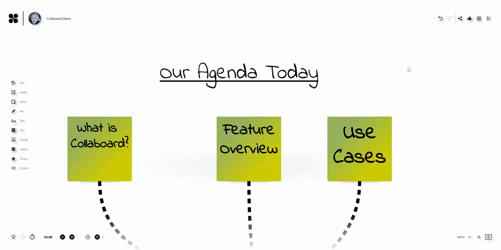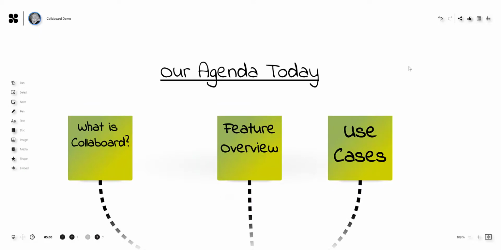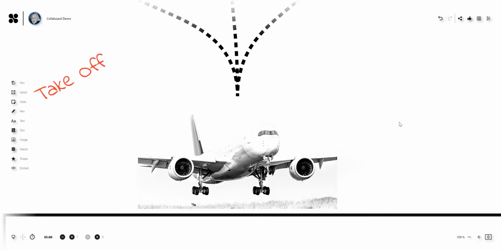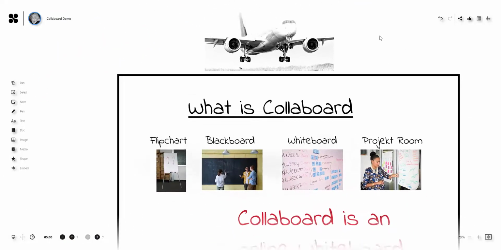So our agenda today is the following. First of all, I will show you what is Collaboard. I will give you a little bit of background. Then we will have a complete feature overview, so we understand what you can do with Collaboard, and we will dig into some specific use cases so you understand how our customers are using Collaboard. Okay, let's take off together and get a short overview.